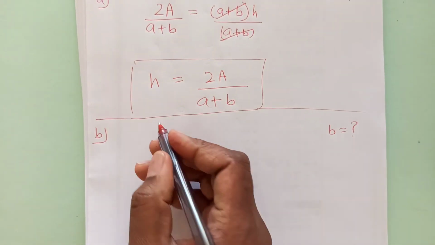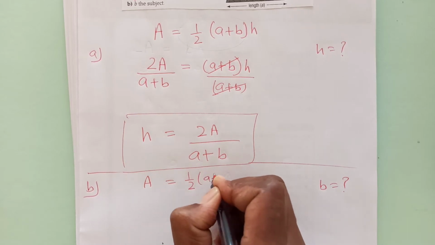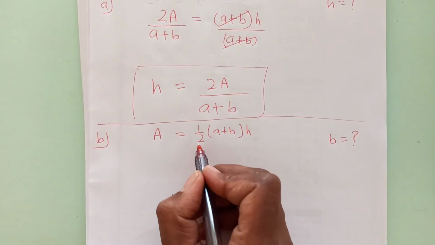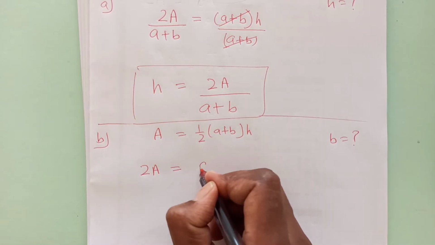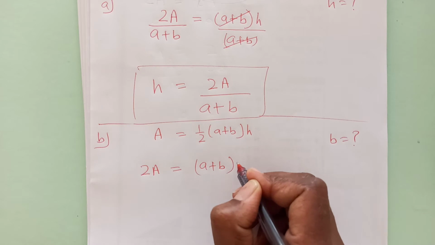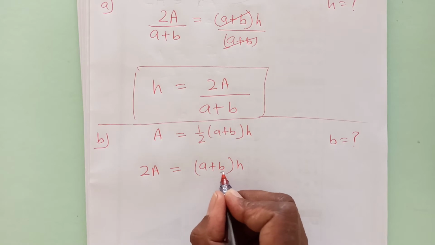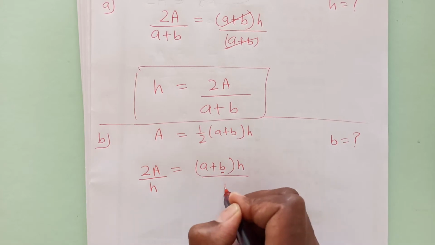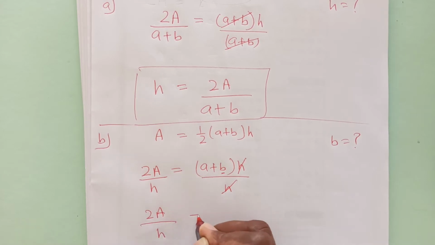So let's see. We will start with the same formula: A equals half (A plus B) times H. For B the subject, again first we move 2 to the other side. It is 2A equals (A plus B) times H. Because we need B as the subject, we need to remove H, because H is multiplied to both. So divide by H, divide by H. H and H are gone from here. So you have 2A over H equals A plus B.